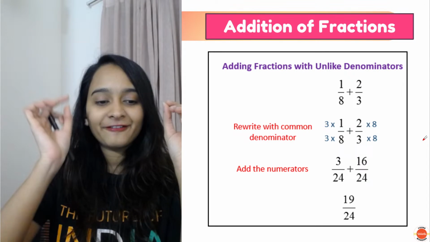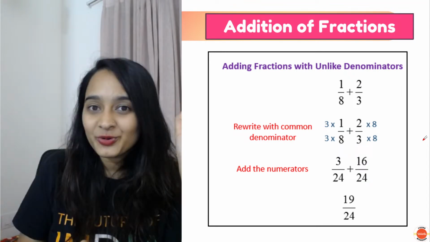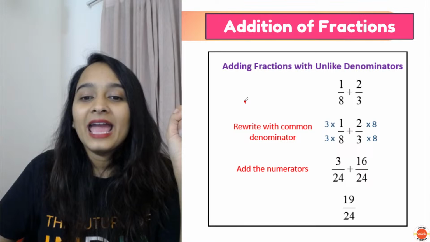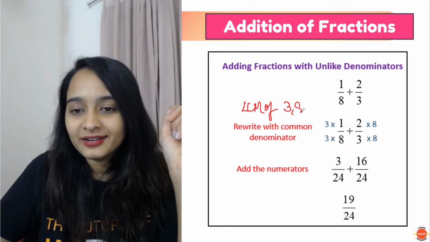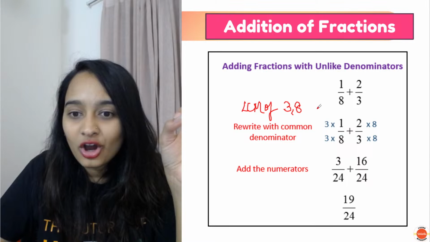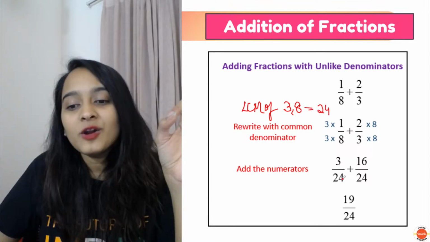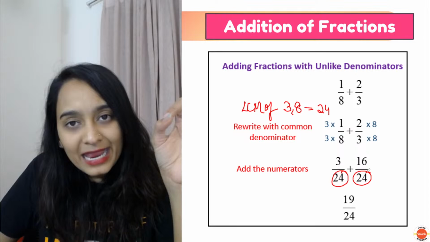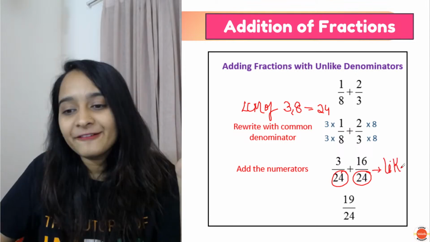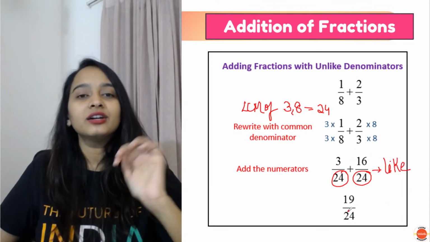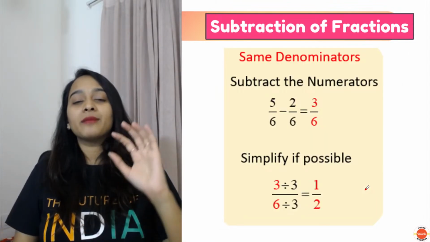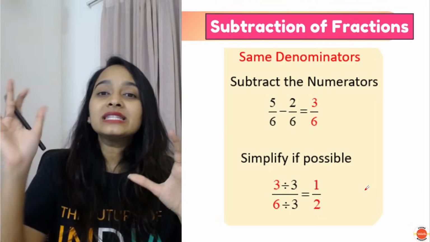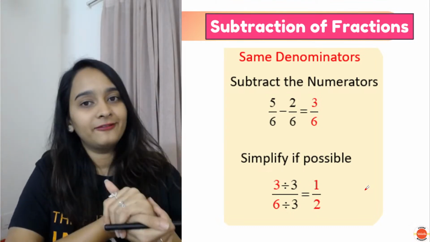What will you do then? You will take the LCM of the denominators. Take the LCM of the denominators and convert both of them into the same denominator. So what have they become? Like fractions. So you add the numerator. Okay? Now in grade 7th we learned something new, which is multiplication and division.